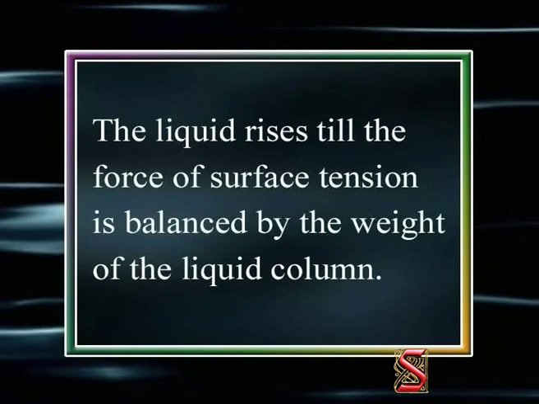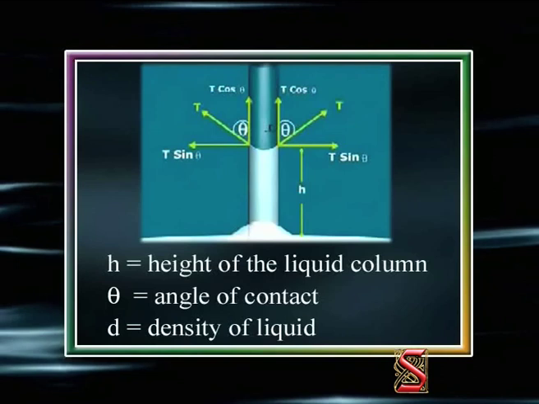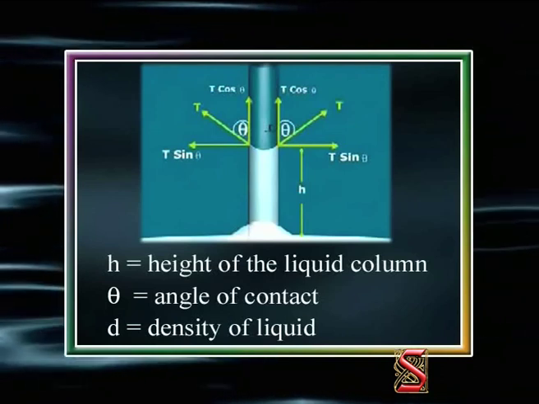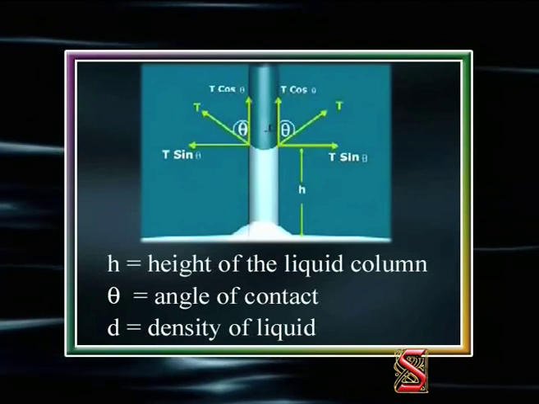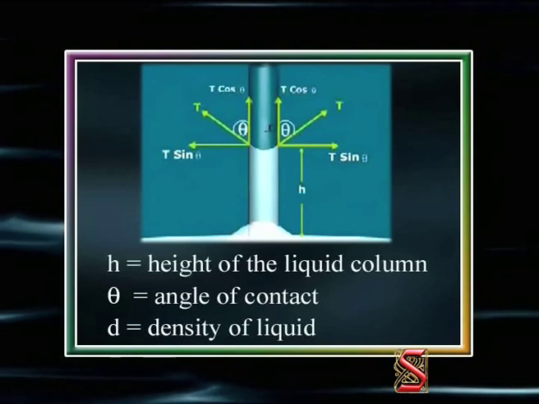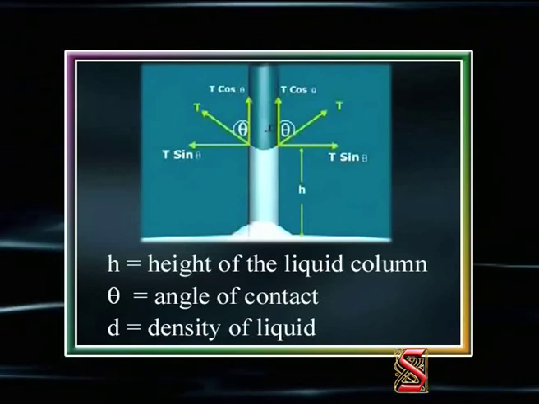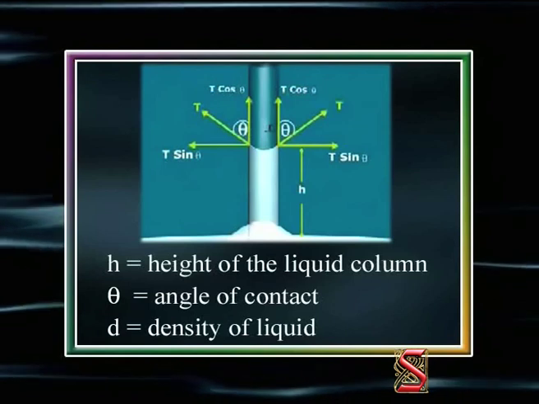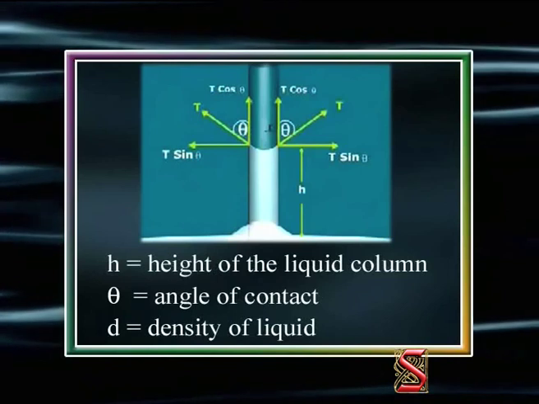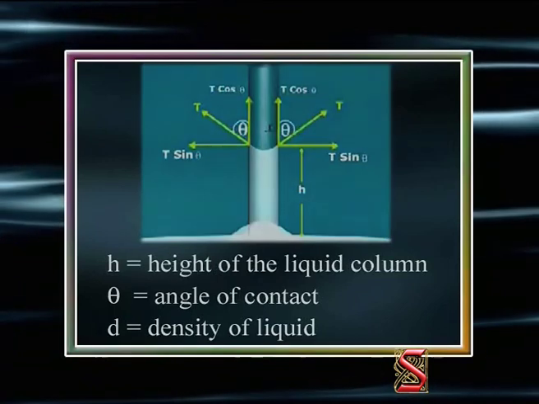Now, let us discuss the quantities which are essential for the derivation. h is the height of the liquid column. Theta, you may see in the diagram, is the angle of contact, d is the density of the liquid, r is the radius of this capillary tube, and T is the surface tension of this liquid.